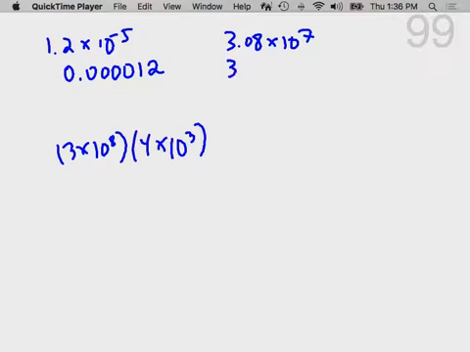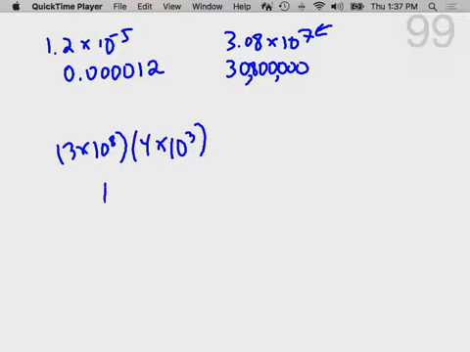3.08 times 10 to the 7. Start with my 3, I'm going to move it a total of 7 places: 1, 2, 3, 4, 5, 6, 7. 30,800,000. Okay? And this guy, multiply coefficients, add exponents, just like on the quiz.